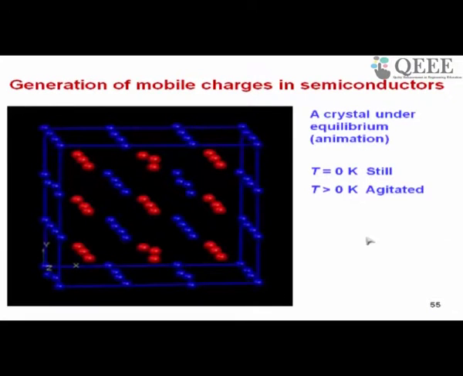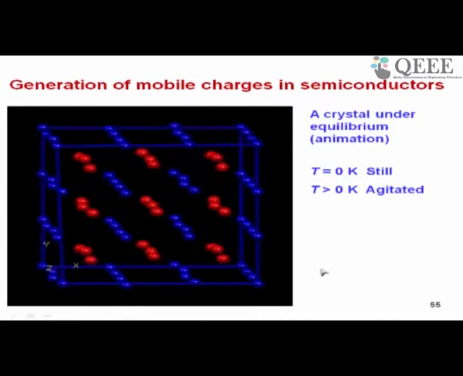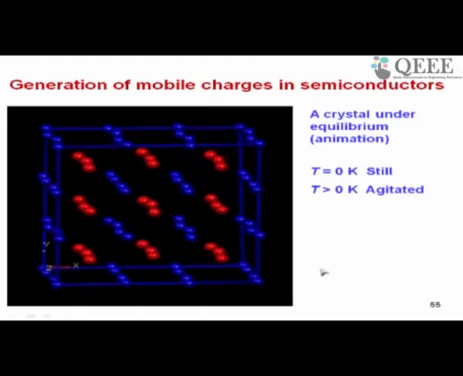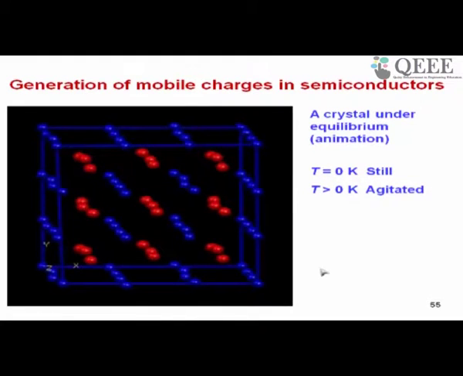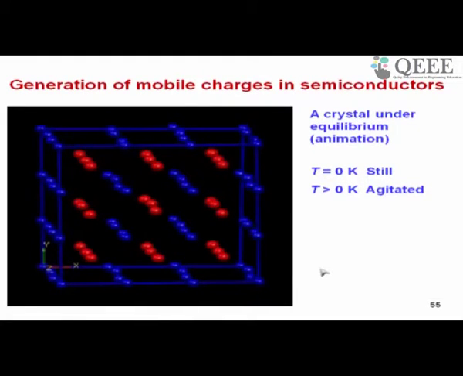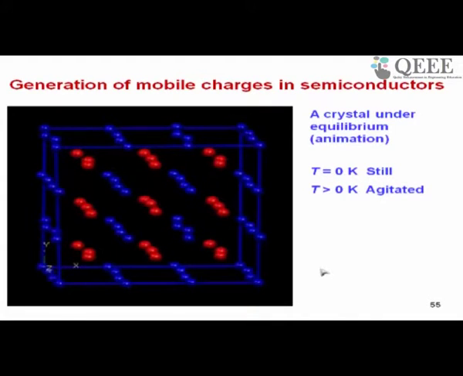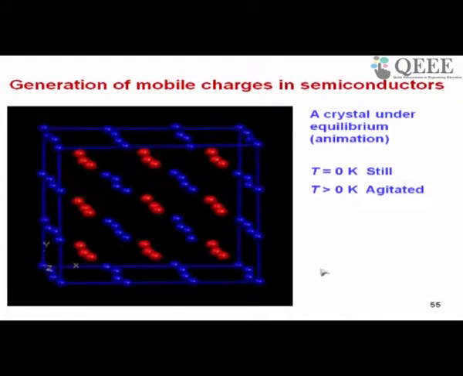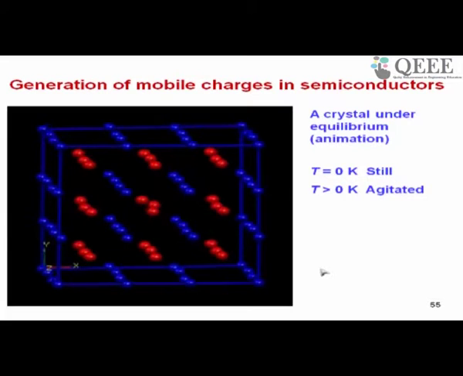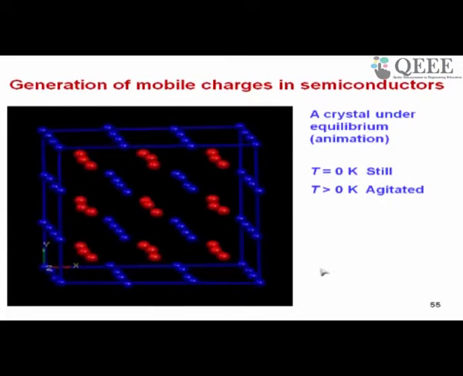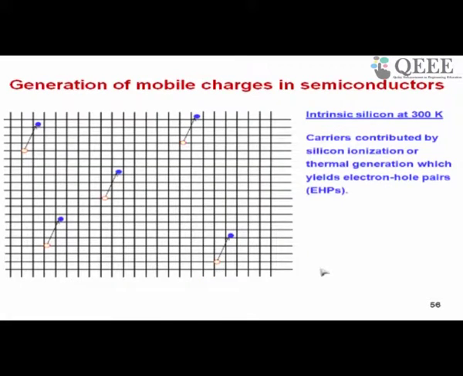Then we said that when you raise the temperature, the atoms start vibrating, as shown here, and these vibrations are random, and some of the vibrations are so violent that the bonds near that atom break, giving rise to an electron hole pair. Now this is what we showed in the next slide. So you see here generation of electron hole pairs.